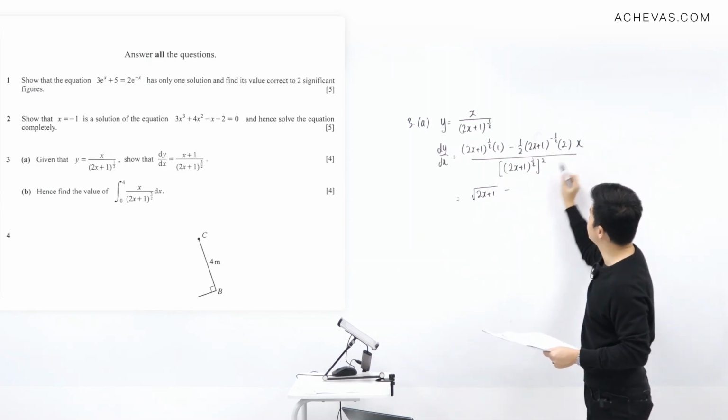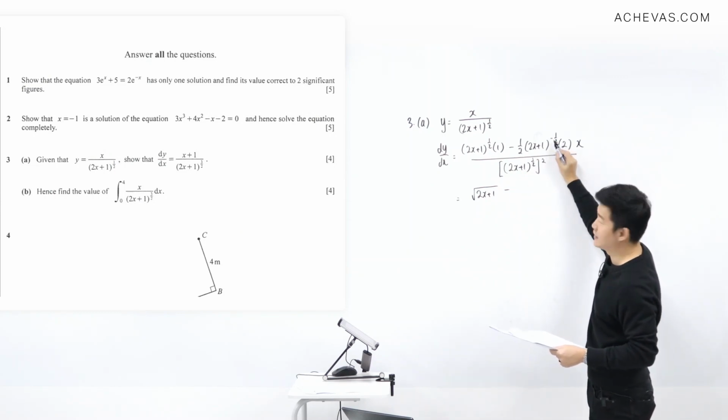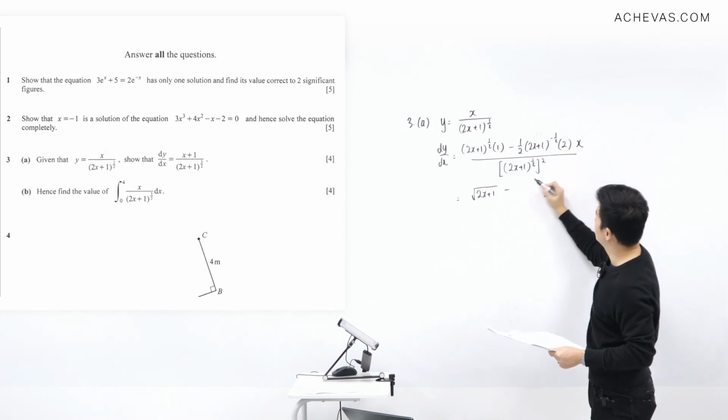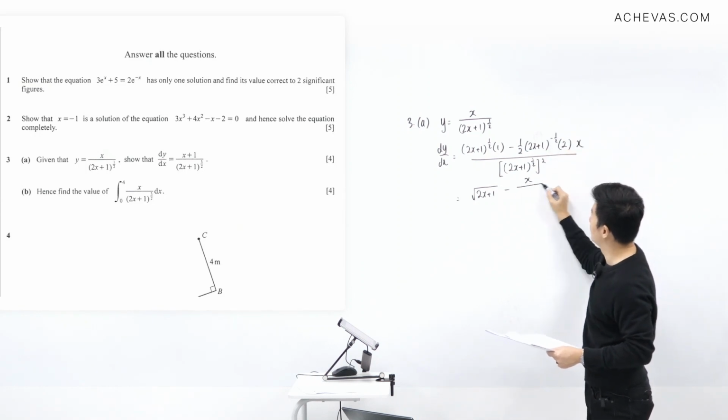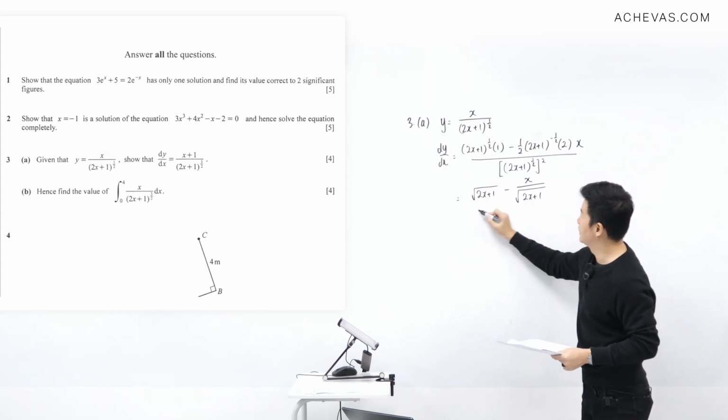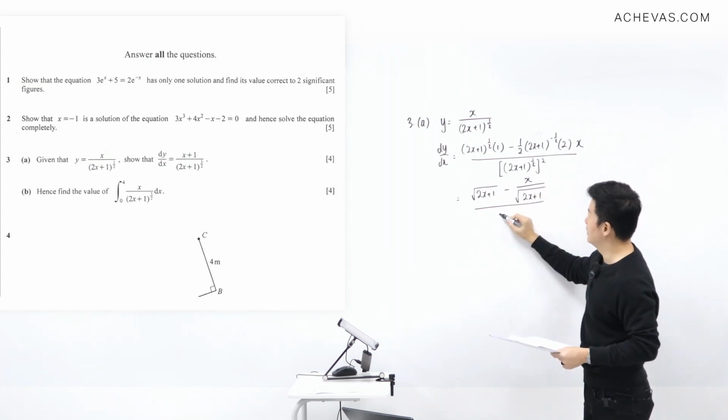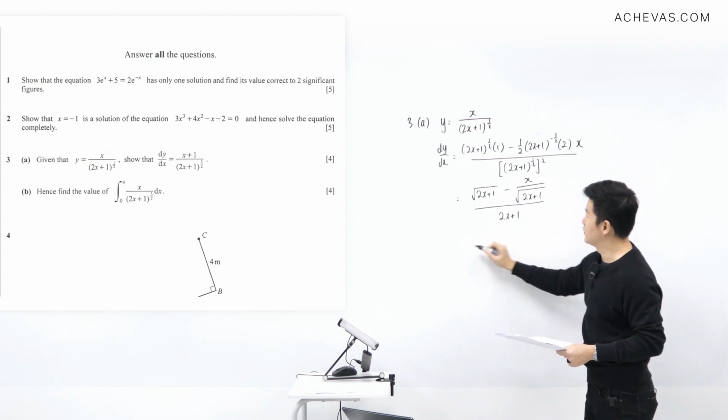I will have a minus x. This negative here as the indices, I'm going to bring it down. So we will have a x over square root of 2x plus 1. And this is going to be divided by 2x plus 1.